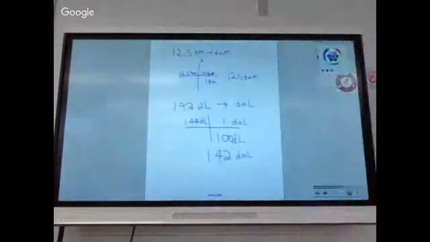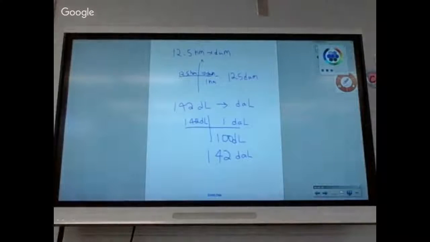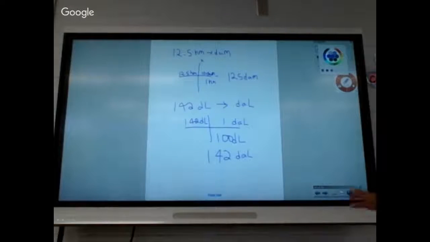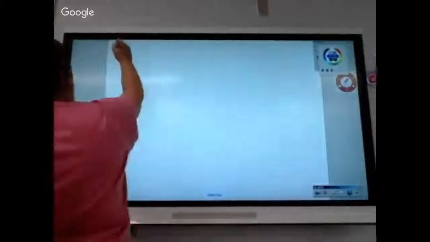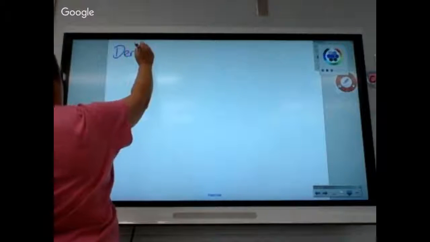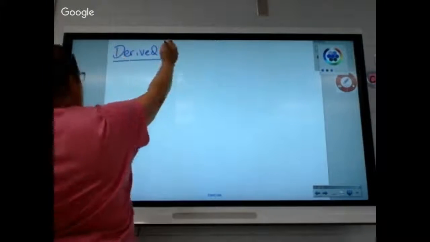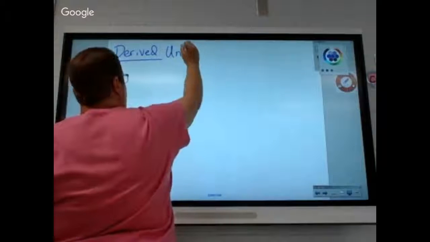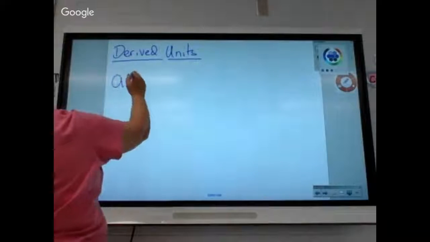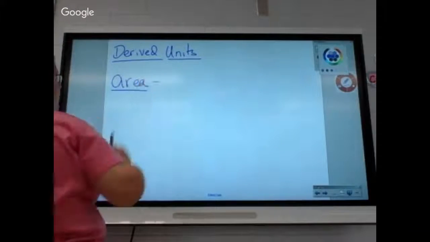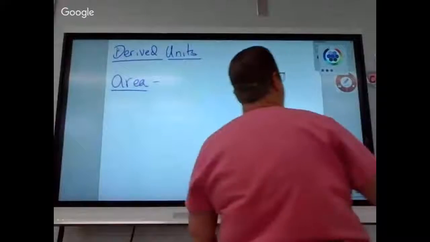Any questions? All right, let's talk derived units. There are 3 of them we're going to talk about. We're going to do 2 today. We're going to start with area, and then we'll finish with volume. What do y'all know about area? Tell me the formula.